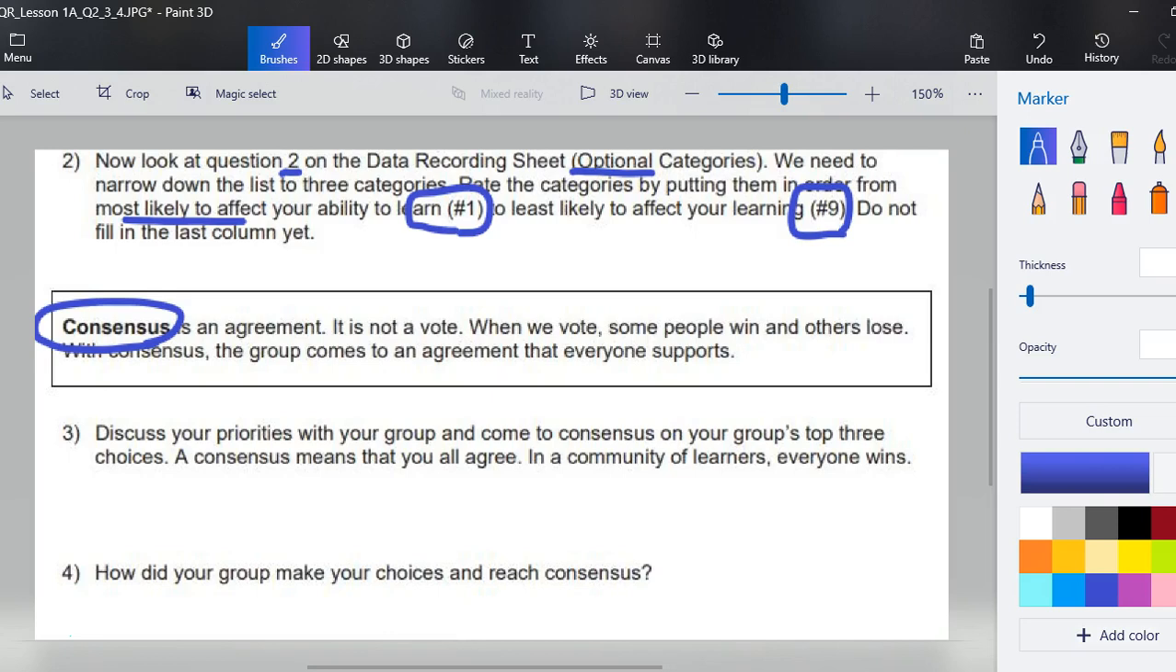I want you to go ahead and hit pause and go ahead and rank the categories 1 through 9. The part that we're going to miss out on as a community is that we're not going to be able to actually demonstrate consensus like we can in the classroom. But go ahead and rank 1 through 9 and then come back and we'll talk about the 3 that most likely come up in class, and we'll see where you would have fallen on a consensus.